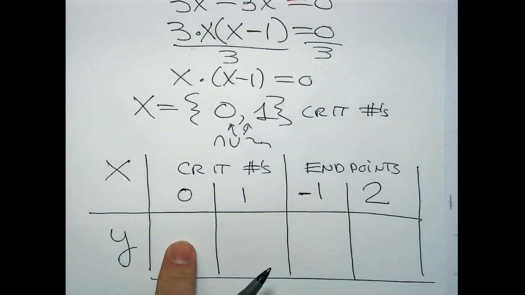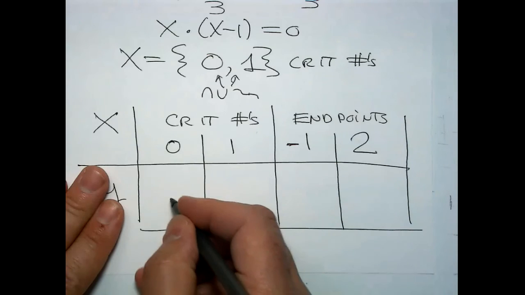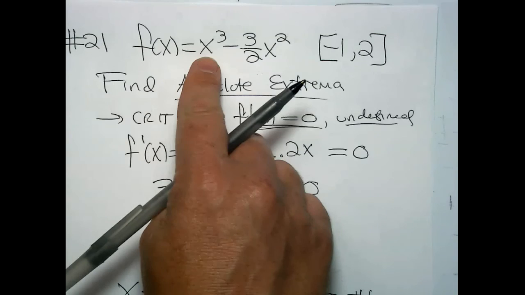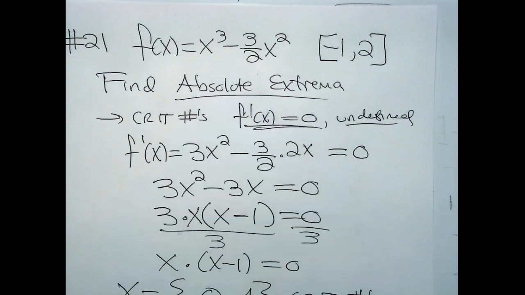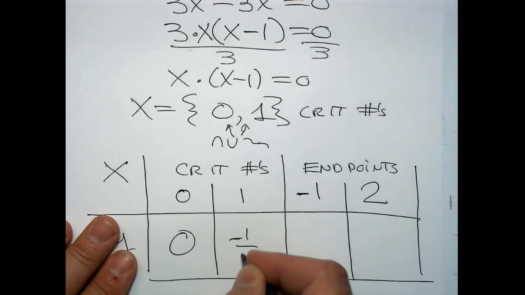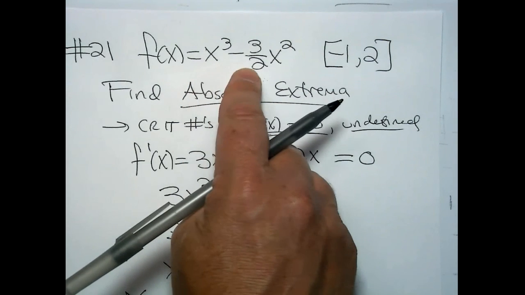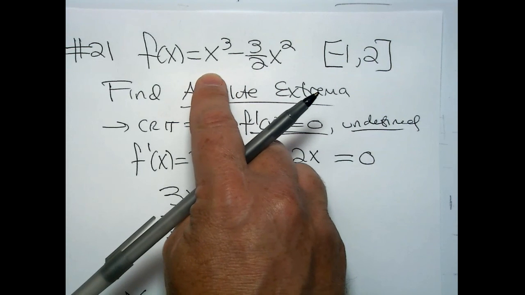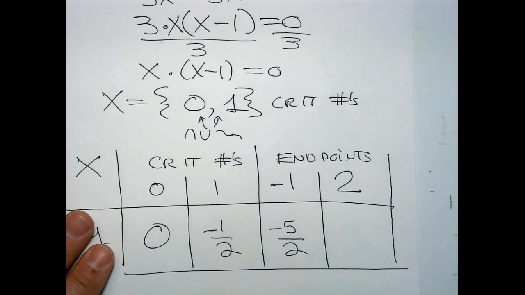But let's start off with 0. 0 cubed minus 3/2 0 squared. Don't think we need much for that. 0. Let's put the 1 in. That's going to be 1 cubed minus 3/2 times 1. That's minus 1/2. Let's put the minus 1 in. Minus 1 cubed is negative 1, correct? Minus 3/2 times 1. So negative 1, which is negative 2/2, minus 3/2, is negative 5/2, or minus 2.5.